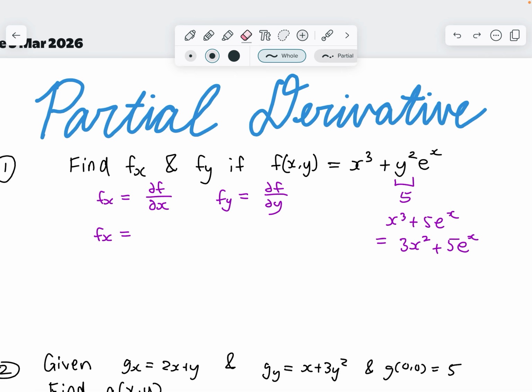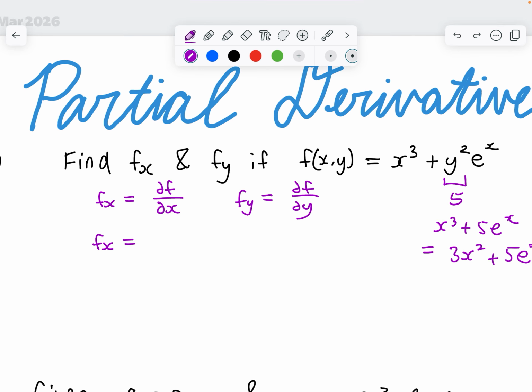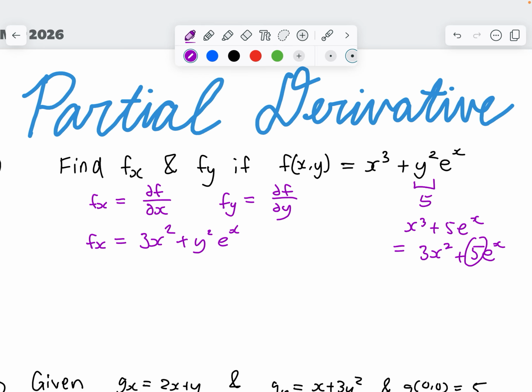Instead, we leave y squared as a constant, so we treat it like a number like 5. To put that as our actual answer, the derivative of x cubed, as we mentioned, is 3x squared. And the derivative of y squared times e to the power of x, remember, we're treating y squared as a constant, so it would just be y squared times e to the power of x. Notice how this is similar. We are basically treating y as a constant, which is why I chose a number, just to make it easier to understand. But that is the main idea.